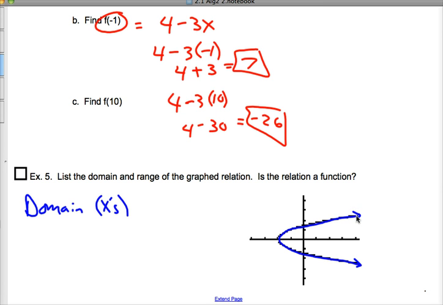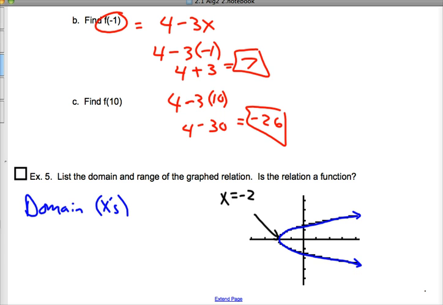How far left does it go? X's are left and right, right? So when I talk x's, I want to think how far left and how far right does it go? This graph only goes left that far. What's the x value right there? Negative 2. It continues to go to the right, and so x gets bigger.